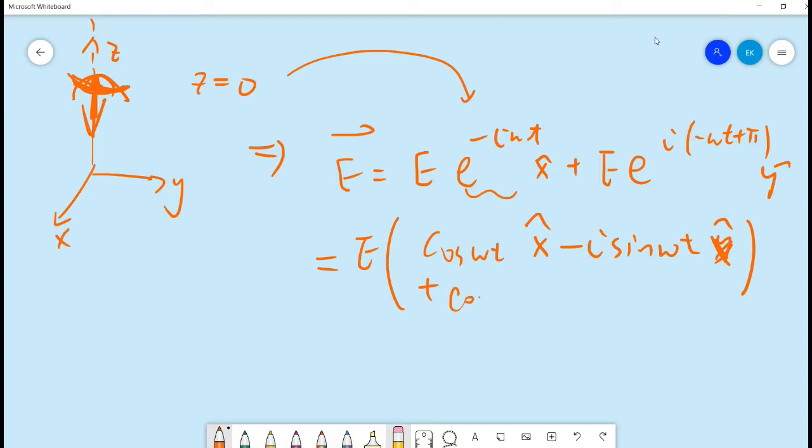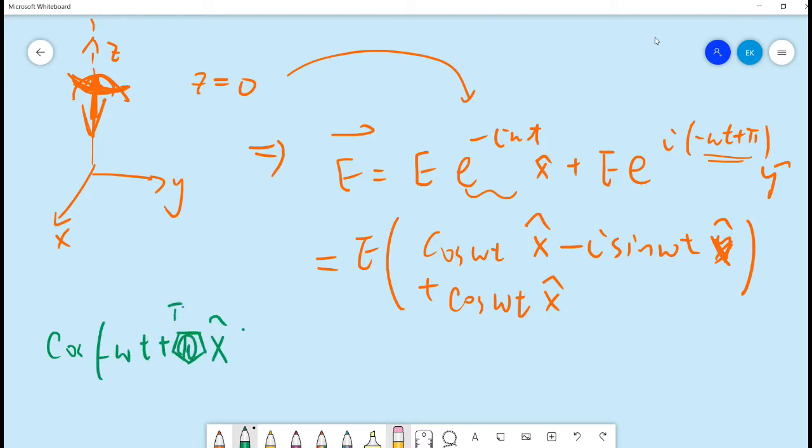Plus cosine. So there is a pi here. When it is cosine plus pi, then it should be cosine pi minus something, so there should be a negative sign here, and this is also another negative sign, so plus i sine omega t y.